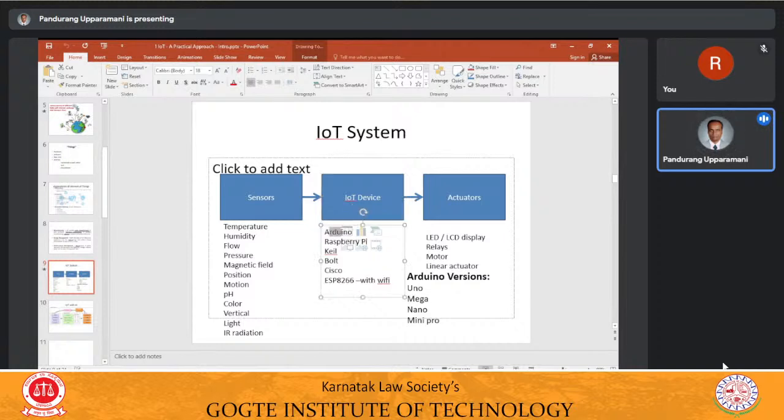Namely, Arduino is very popular, which has many versions like Uno, Mega, Nano, and Mini Pro. So these are the versions of Arduino, which is an IoT device. Then comes a little bit more complex and more powerful one, that is Raspberry Pi, which is an SBC, that is single board computer. And Keel is there, then Bolt is there, Cisco is there, then ESP8266 is with Wi-Fi. These are the IoT devices which are nothing but the heart of the IoT system.